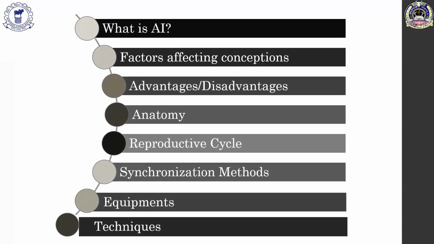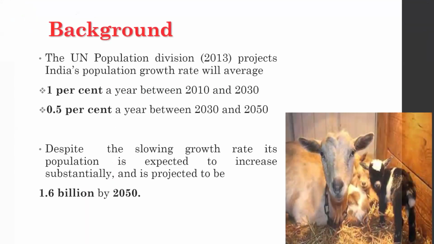Afterwards, we are going to see the factors affecting the conception rates, the advantages and disadvantages related to artificial insemination, the anatomical structure of the female sheep and goat, as well as their reproductive cycle. And then we are going to discuss the synchronization methods, equipment, and techniques related to artificial insemination.